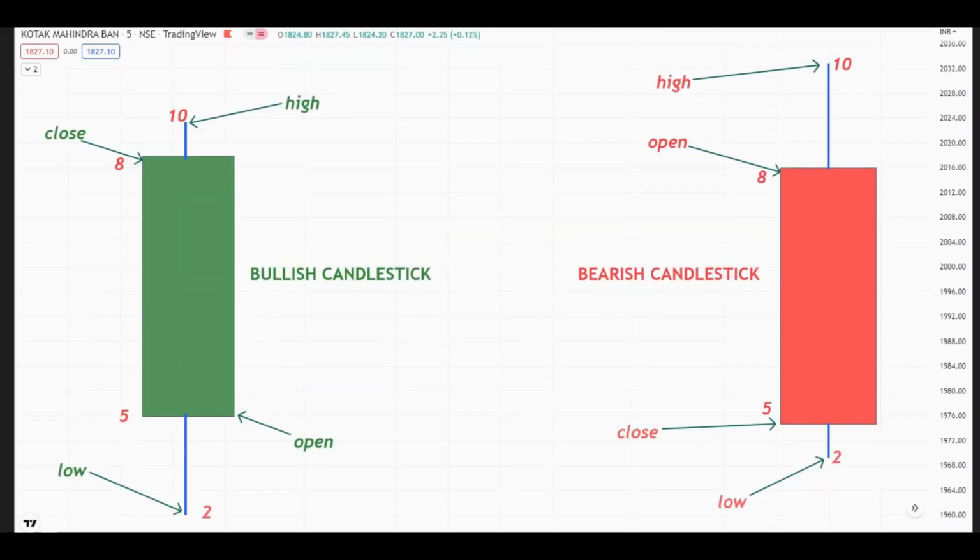So there are three types of candlestick patterns. One is bullish candlestick, one is bearish candlestick, and another one is neutral candlestick. In a bullish candlestick, say prices opened around this point, around 5 rupees. During this time frame, say in a particular day, prices closed around 8 rupees. So during the whole day prices made a gain of 3 rupees.